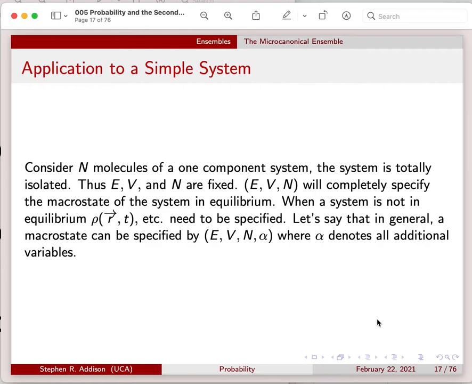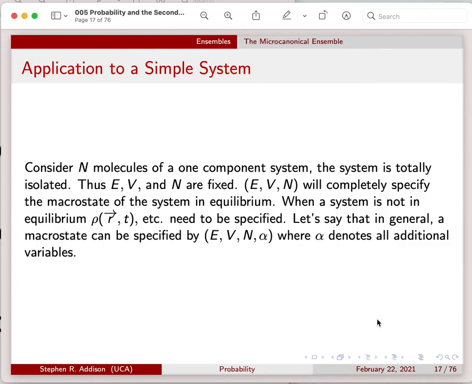So we need to apply these ideas to a simple system. What we'll do is we'll consider N molecules of a one-component system, meaning there's only one chemical species present. The system's totally isolated. That means that its internal energy E, its volume V, and its particle number N are fixed, and the triplet of variables E, V, and N completely specify the macrostate.